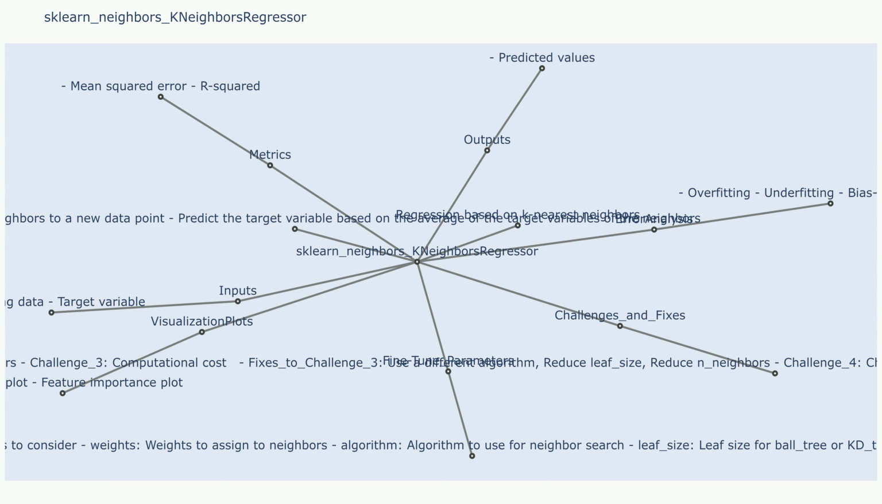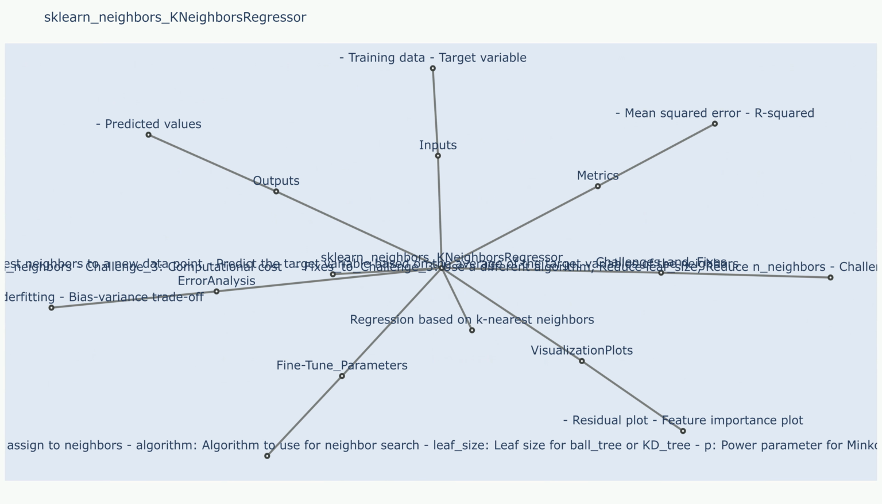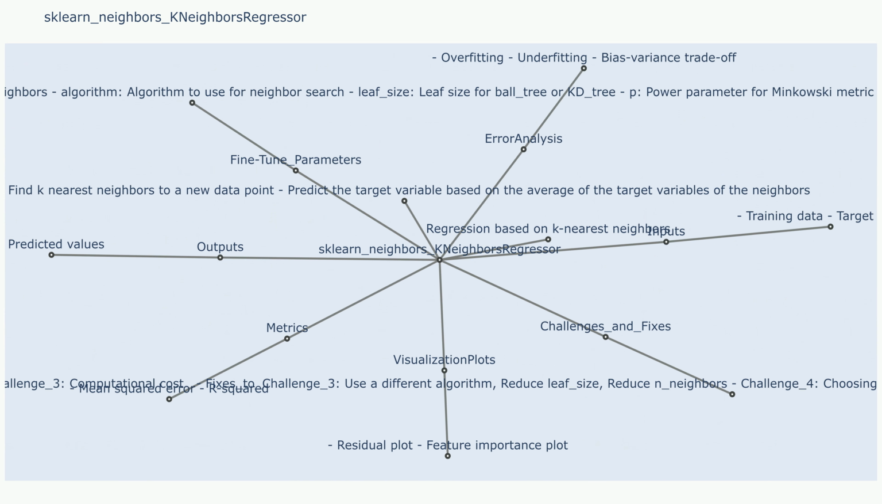Challenge 3. Curse of dimensionality. The model's performance can degrade as the number of features increases, making it difficult to find truly close neighbors in high-dimensional spaces. Sample use case. With many features, the distance between data points becomes less meaningful. Fixes. Perform feature selection or dimensionality reduction to reduce the number of features. Use different distance metrics that are more suitable for high-dimensional data. Consider alternative algorithms that are better suited for high-dimensional data, such as support vector machines.